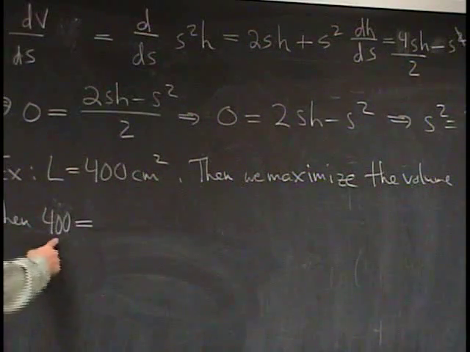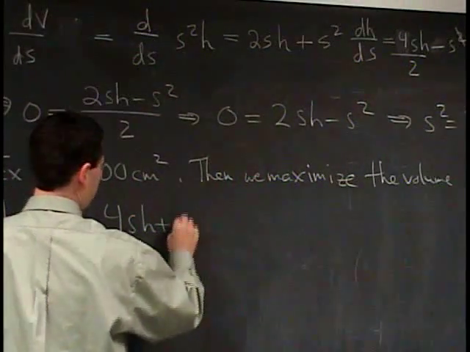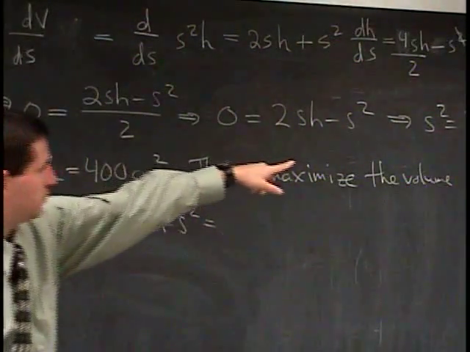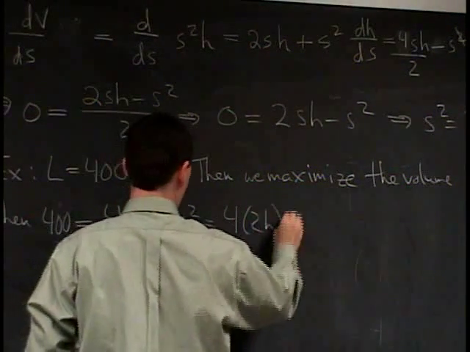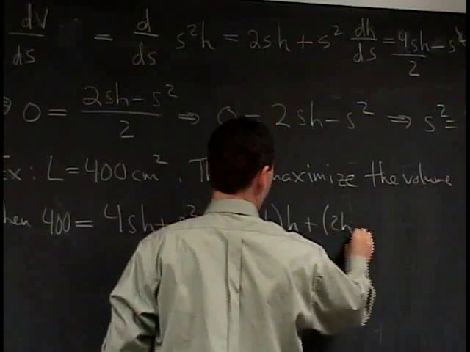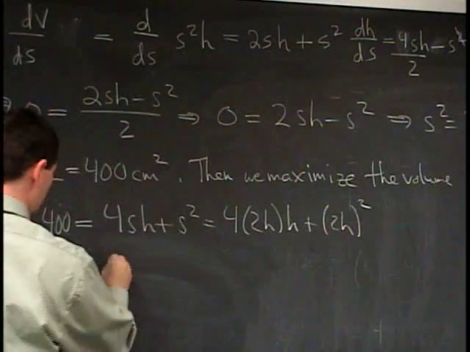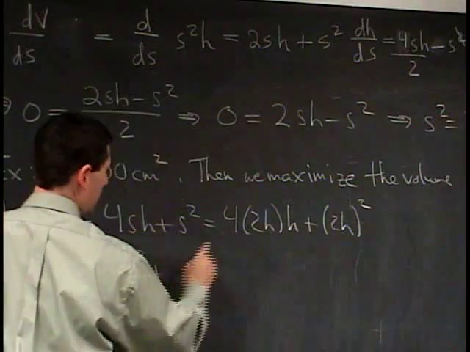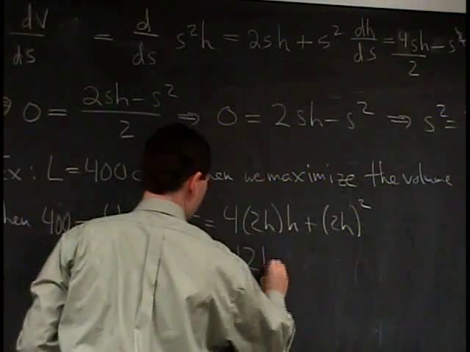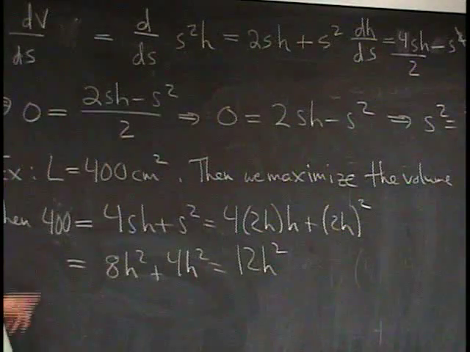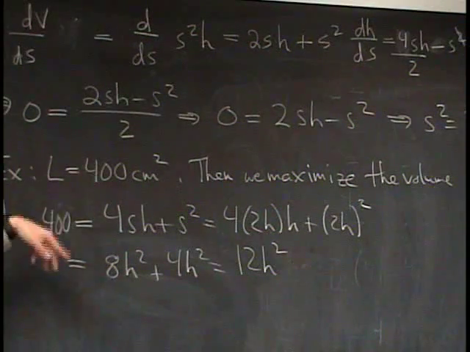All right. 400 should equal 4sh plus s squared. In the maximal situation, s should be 2h. So I can replace all these s's by 2h's. Okay, so you get 8h squared plus 4h squared, which is 12h squared. Yeah, I'm just adding this in there.